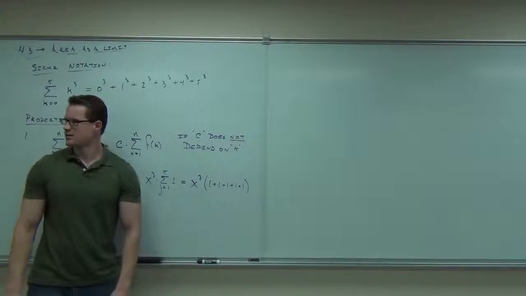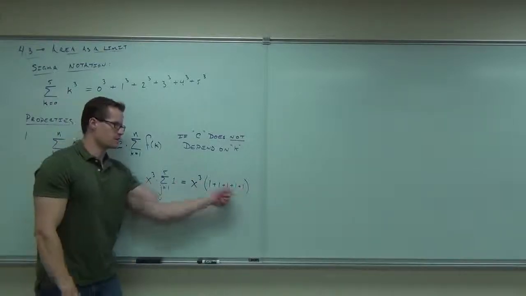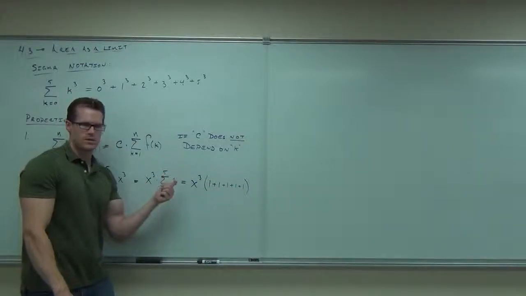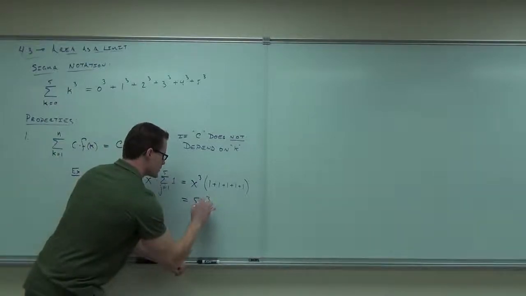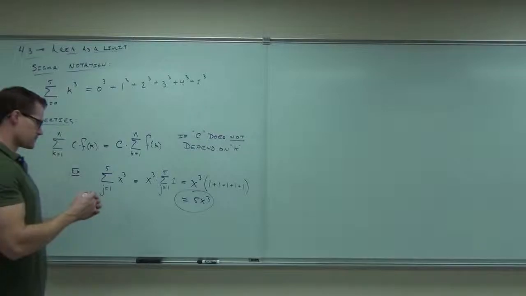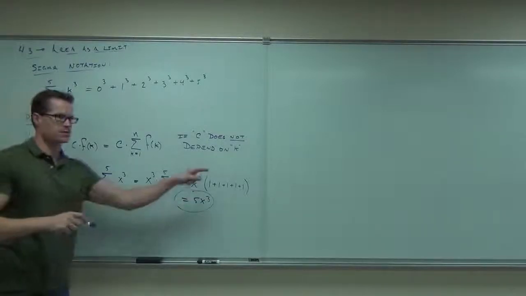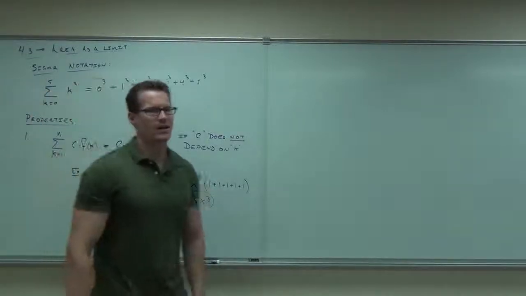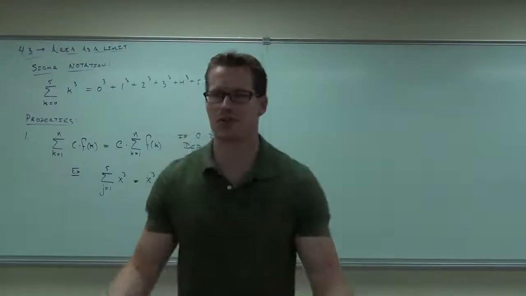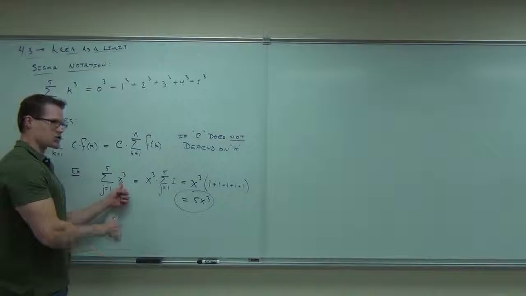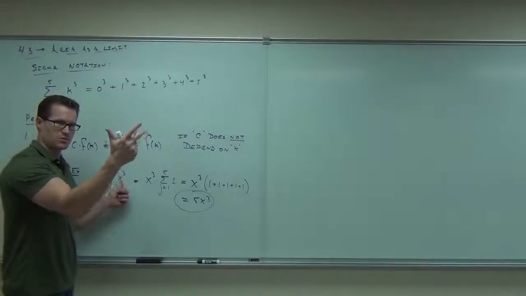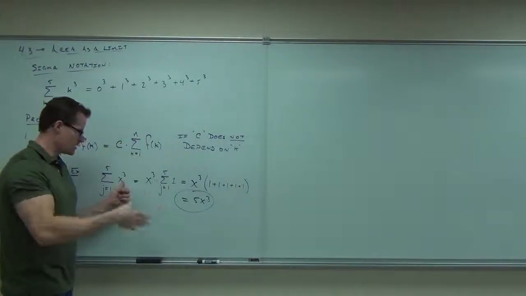Does that make sense to you? Basically, this is going to be whatever that number is, n, 5 in this case. So this would be 5x cubed. That's what that means. It should make a whole lot of sense, because if you just think through it, this says you have x cubed plus x cubed plus x cubed plus x cubed plus x cubed. You get 5x cubed.